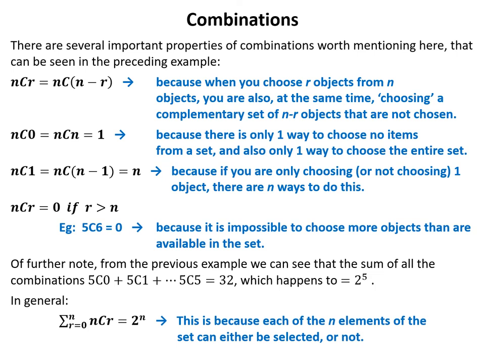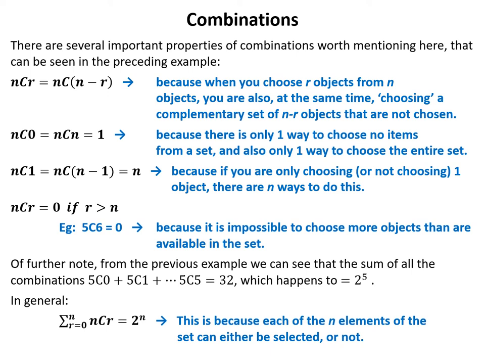So there are several important properties of combinations that we should mention here that we saw in the preceding example. So firstly, in general, n choose r always equals n choose n minus r. And the reason for that is when you choose r objects from n objects, you're also at the same time choosing a complementary set of n minus r objects that are not being chosen.